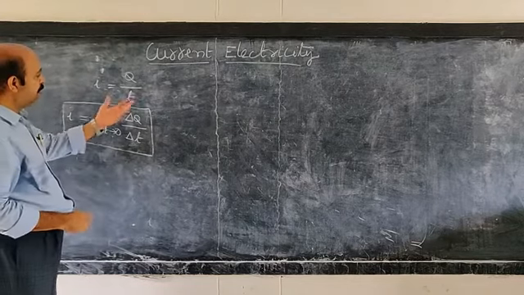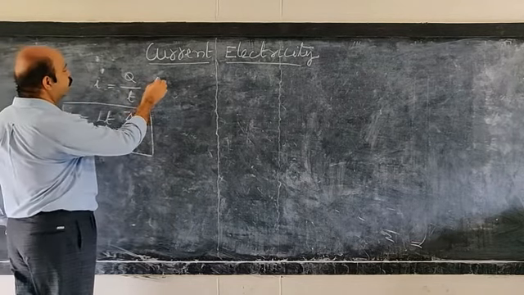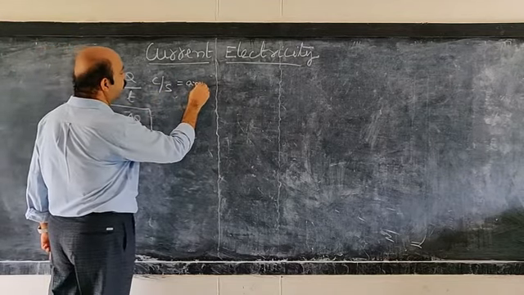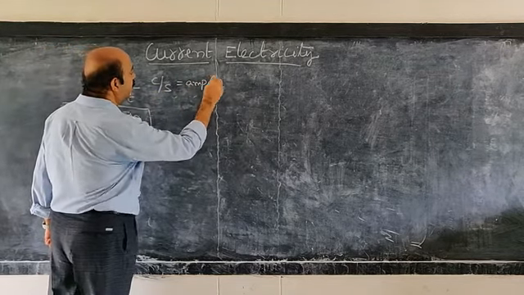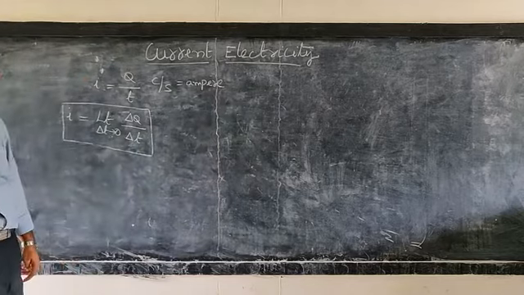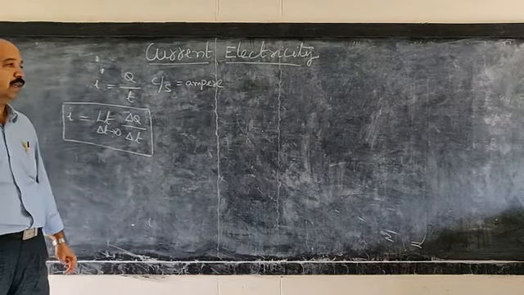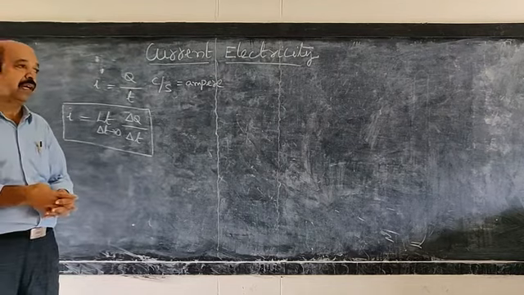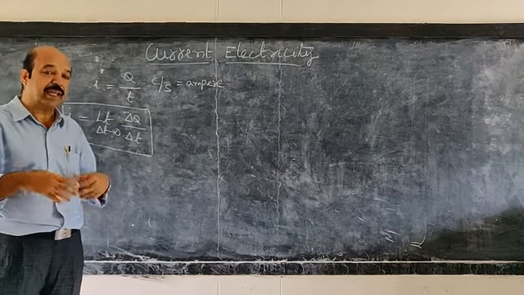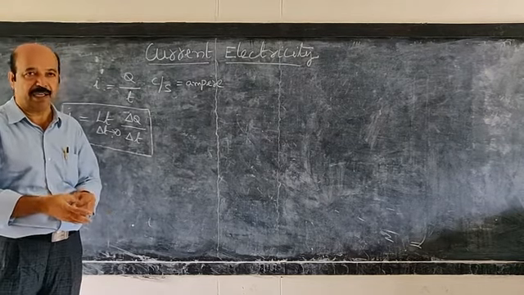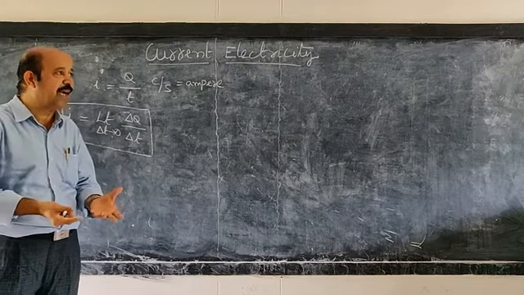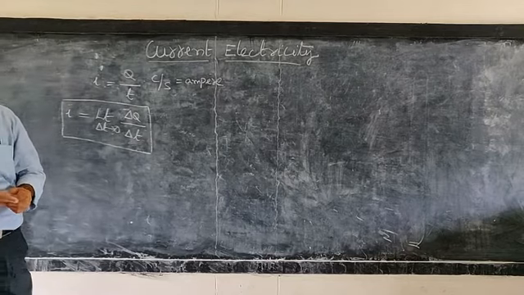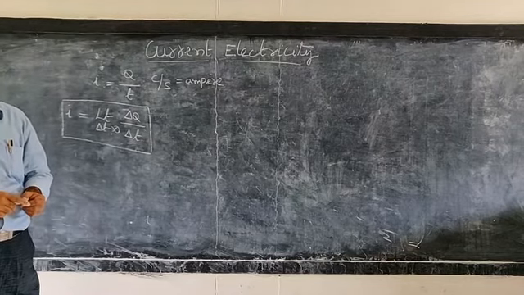Now the unit of current is coulombs per second, which is known as ampere. But the unit of current, ampere, is defined according to the magnetic effect of the current, or the magnetic force produced by a current carrying conductor. So in terms of that magnetic force, ampere is defined. This we will study when we study the magnetic effects of current.